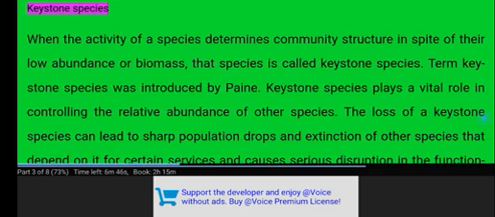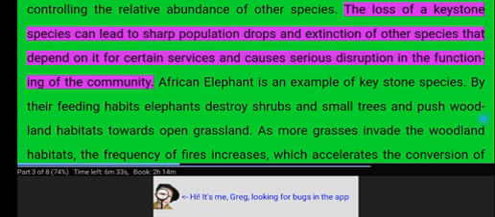Keystone species. When the activity of a species determines community structure in spite of its low abundance or biomass, that species is called a keystone species. The term keystone species was introduced by Paine. A keystone species plays a vital role in controlling the relative abundance of other species. The loss of a keystone species can lead to sharp population drops and extinction of other species that depend on it for certain services, and causes serious disruption in the functioning of the community.